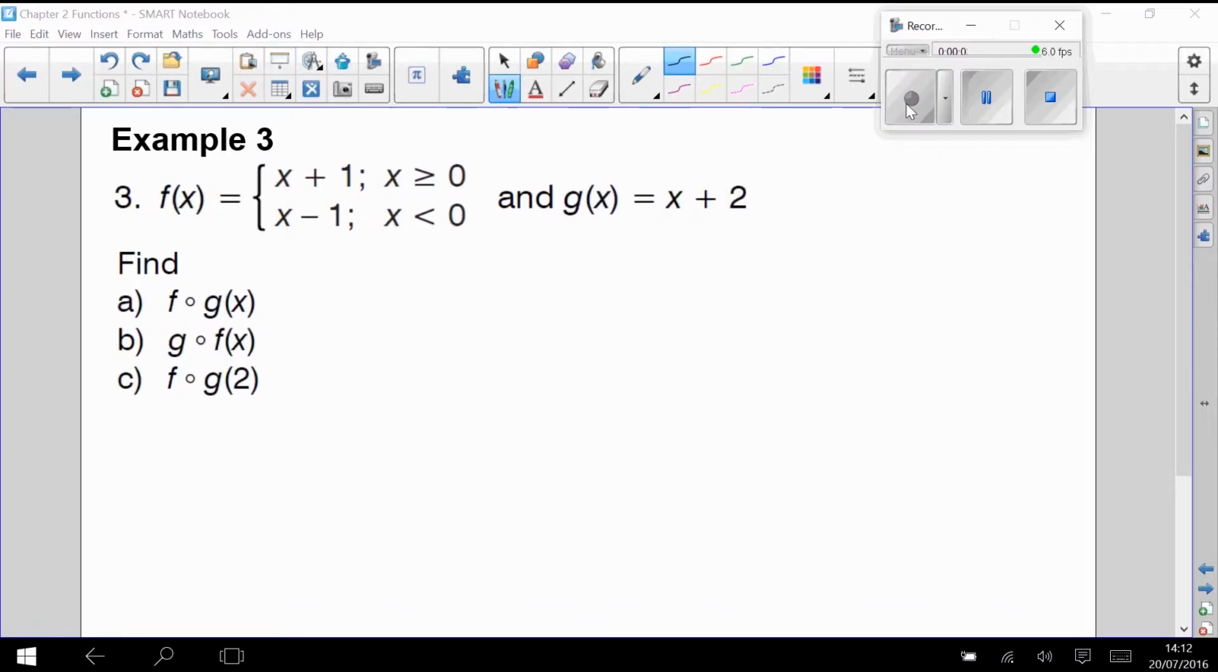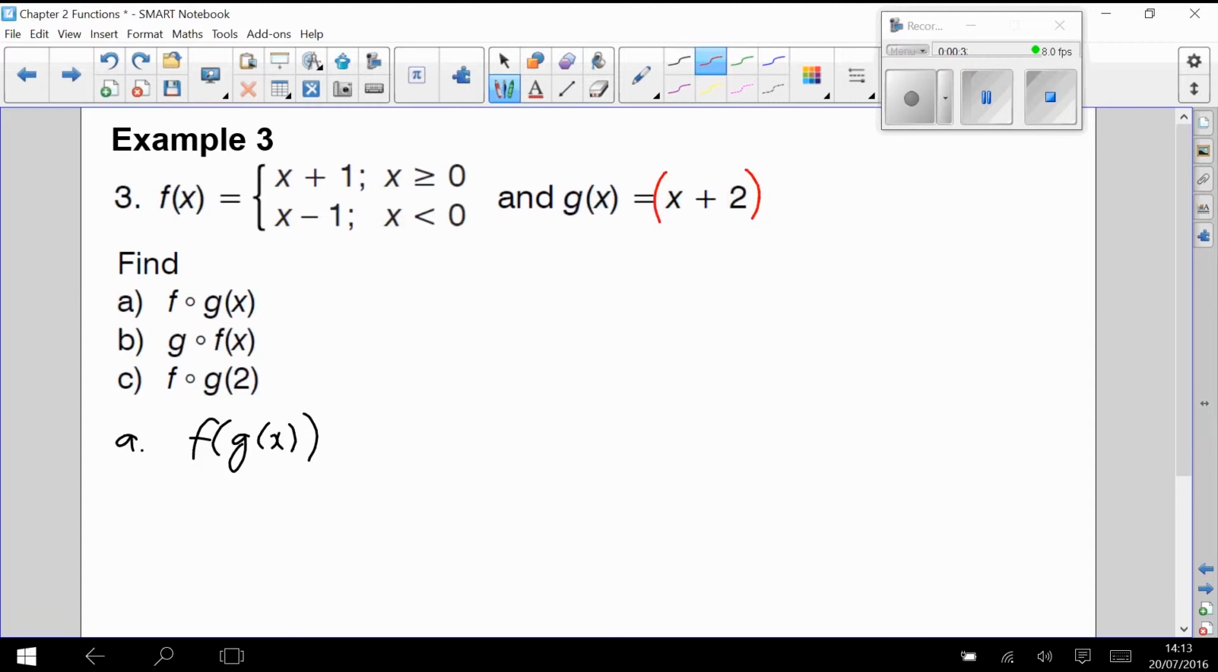In example 3, I'm going to deal with part A and part C together, and then I will answer part B at the end. In part A, I'm asked first of all to find f of g of x. Now, as we've done before, we're going to identify the function that we are substituting into, and we're going to identify what we are substituting. g of x has to go in the place of x.